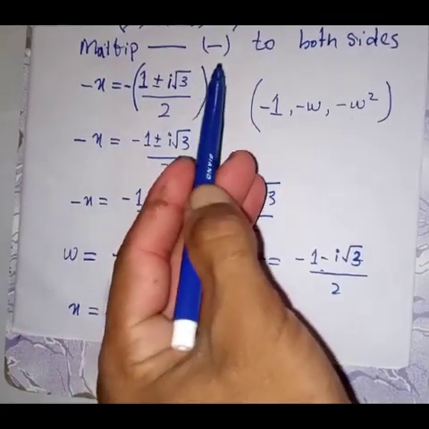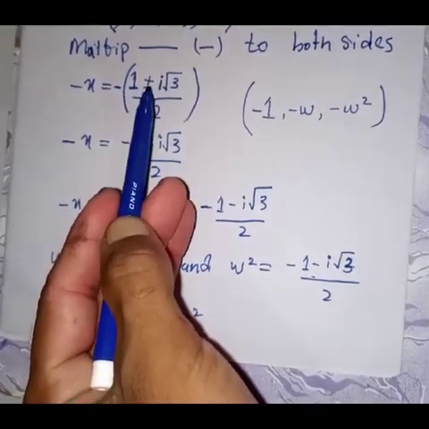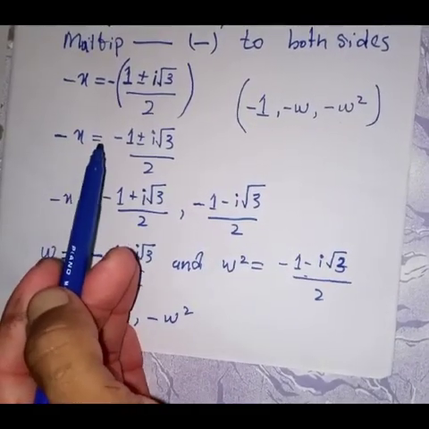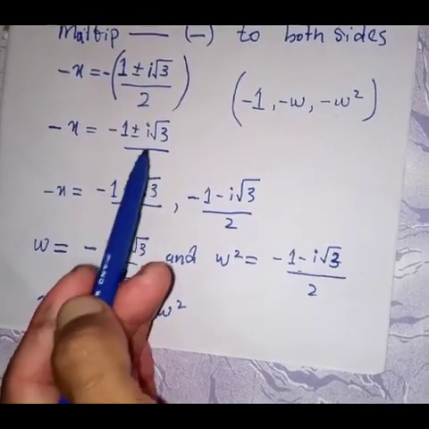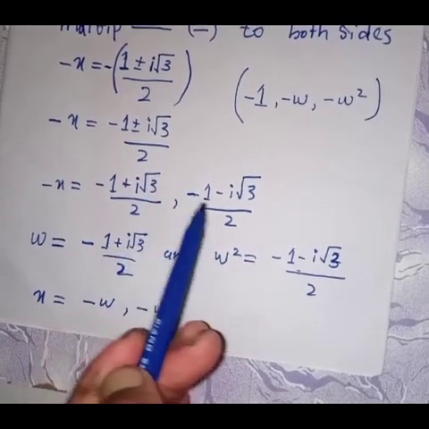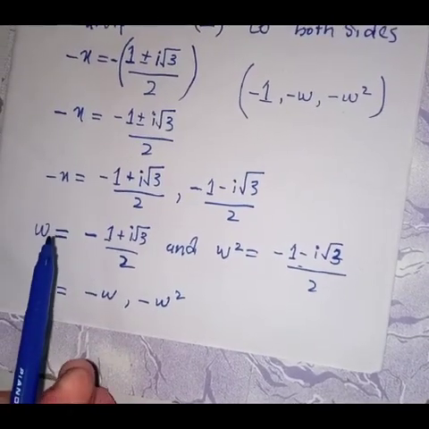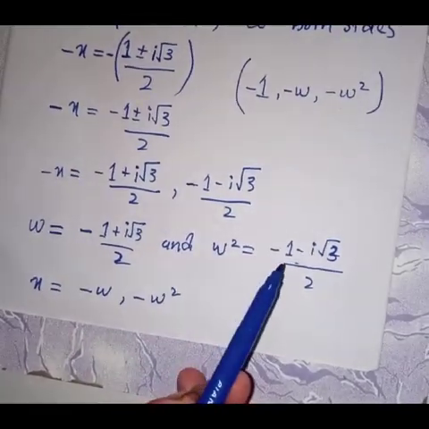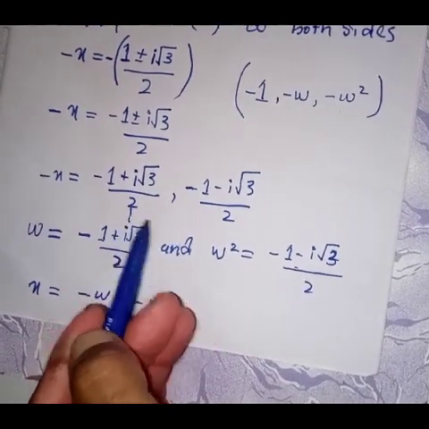Now we multiply minus to both sides. Before, we got x is equal to 1 plus minus iota under the root 3 divided by 2. So if we multiply minus to both sides, we get minus x is equal to minus 1 plus minus iota under the root 3 divided by 2. Now we can write minus 1 plus iota under the root 3 and minus iota under the root 3, and we know that omega is equal to minus 1 plus iota under the root 3 divided by 2, and omega squared is equal to minus 1 minus iota under the root 3 divided by 2.